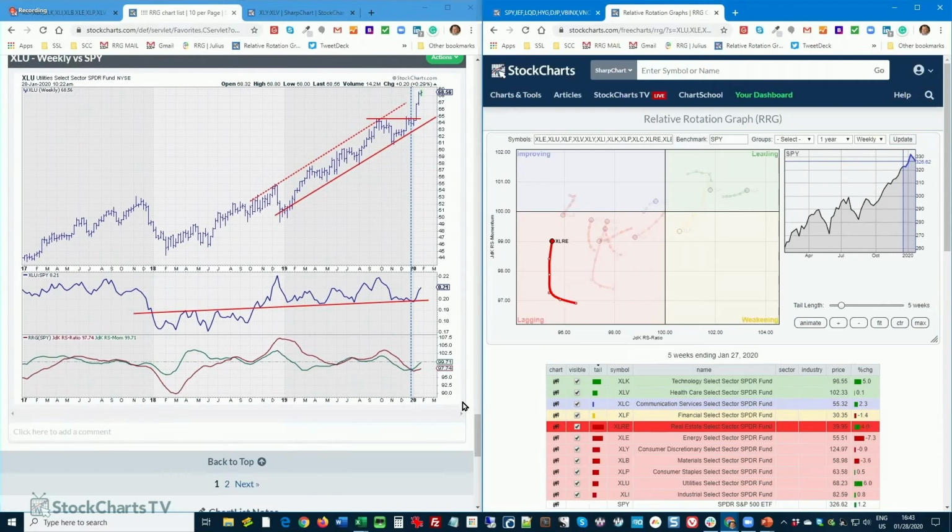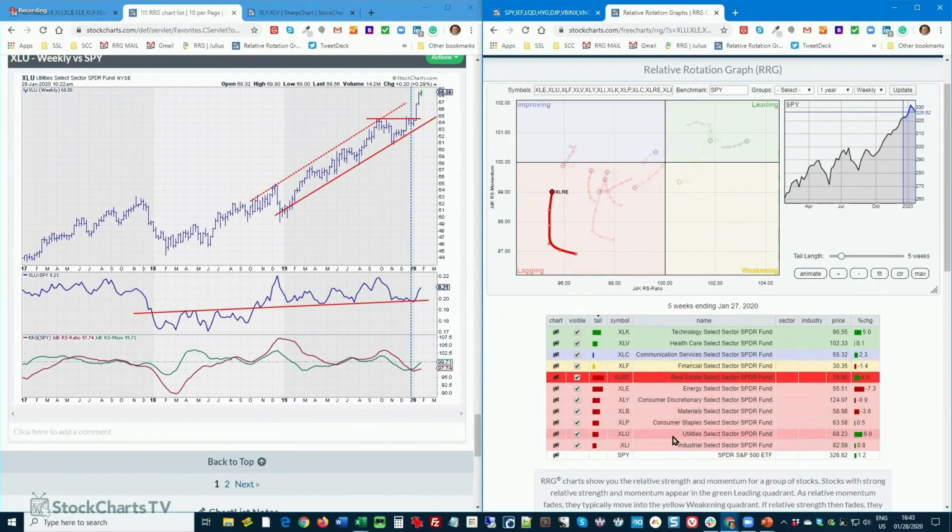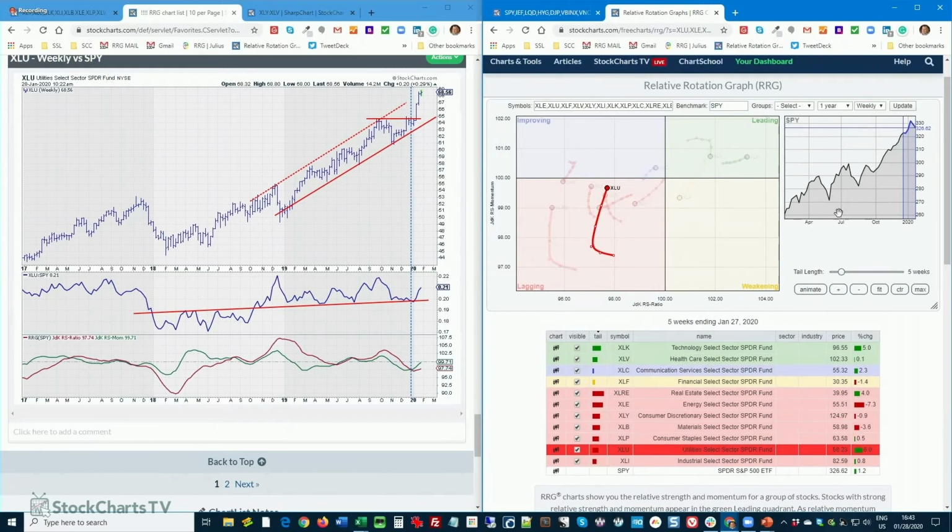Utilities here is the winner of this week, I think I should say. Let's highlight it here. You see this curl up and this rapid acceleration over the last couple of weeks. And on the daily, we've seen that it's actually exploding into the leading quadrant. And this is just a strong chart. There's nothing else to say about it. Utilities is now definitely one of the sectors where you can hide if you want to hide.